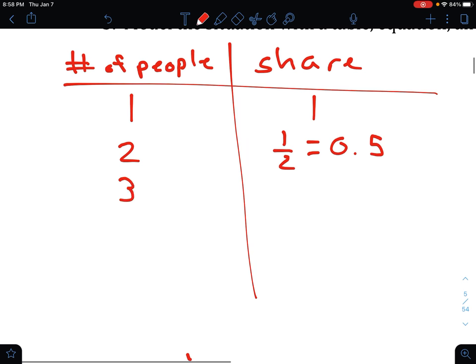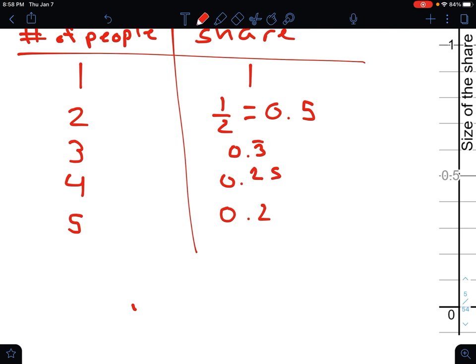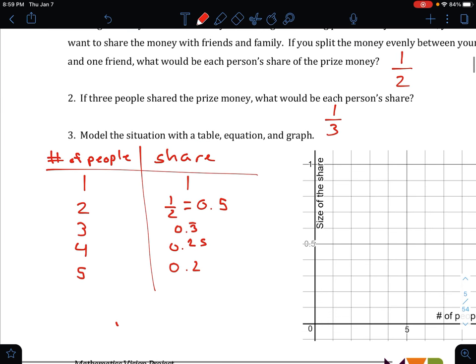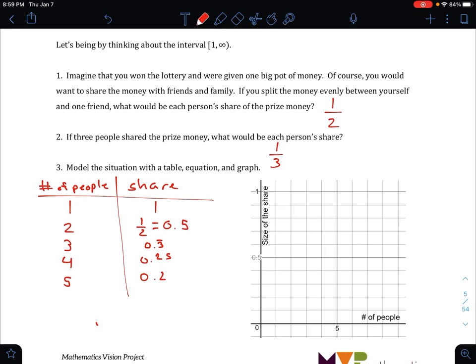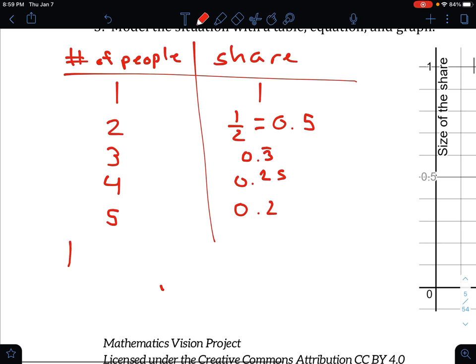Then if we have 3 people, our fraction would be 0.3 repeating. If there was 4 people, we would have 0.25. And if there was 5 people, we would have 0.2. Okay, so notice what's happening to these numbers as they go down. As the x values increase, the y values are going down, right? It's getting smaller and smaller. And I also want you to keep in mind, well, what equation are we using here? Well, we're actually using 1 over x, right? Our input is our x value, right? And we're just increasing that x value by 1 each time.